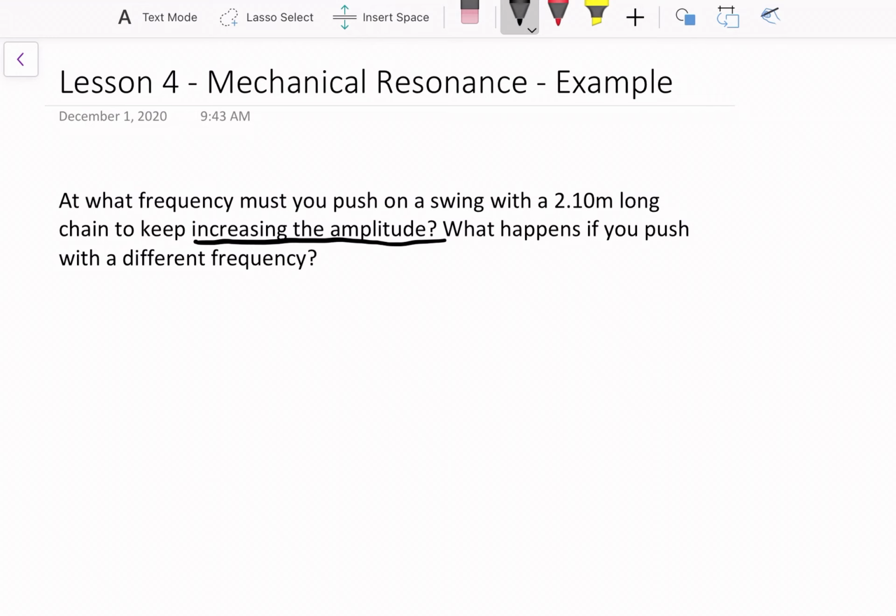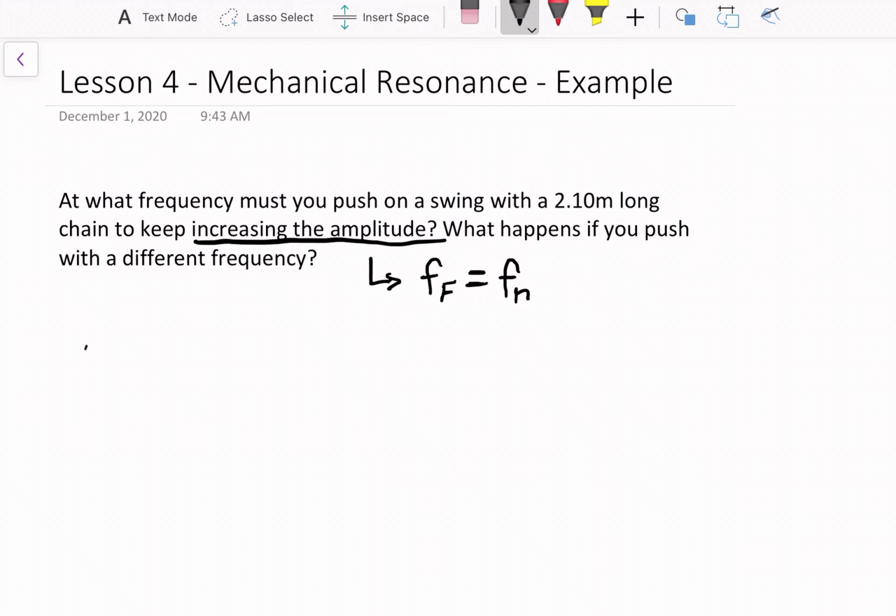So for the first part of this question, the key is that we're trying to increase the amplitude. So in order to increase the amplitude, the frequency at which we push is going to have to be equal to the frequency that is natural to the swing, the natural frequency of the swing. And we can calculate this natural frequency of the swing using the formula that we talked about earlier.